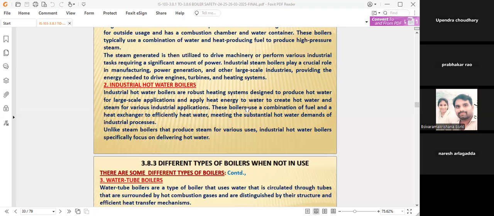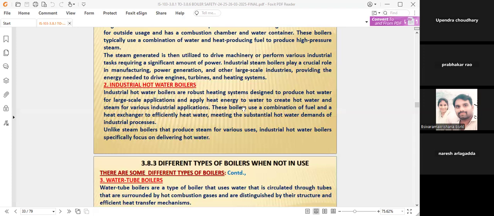These boilers use a combination of fuel and a heat exchanger. That means we have a heat exchanger to efficiently heat water, meeting the substantial hot water demands of industrial processes. Before getting the high-pressure steam, we will get only hot water in this.